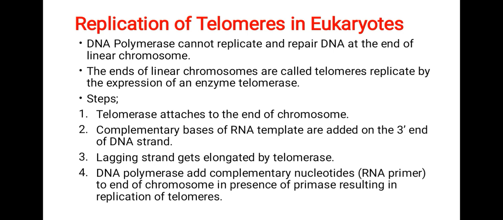Replication of telomeres in eukaryotes. DNA polymerase cannot replicate and repair DNA at the end of a linear chromosome. The ends of linear chromosomes are called telomeres, and they replicate by the expression of an enzyme, telomerase. Telomerase attaches to the end of the chromosome. Complementary bases of the RNA template are added on the 3' end of the DNA strand. The lagging strand gets elongated by telomerase. DNA polymerase adds complementary nucleotides to an RNA primer at the end of the chromosome in the presence of primase, resulting in replication of telomeres.